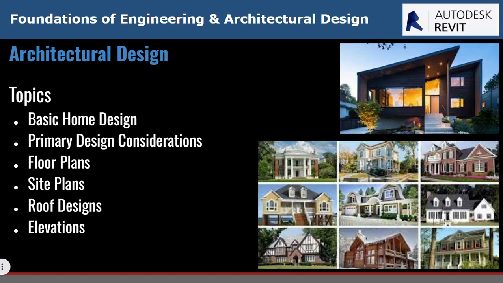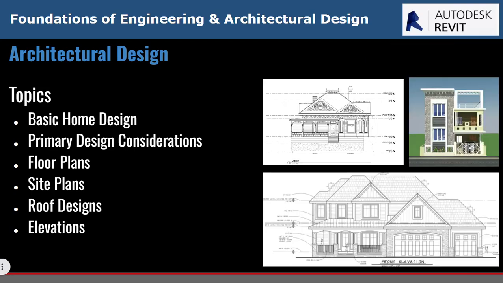It's kind of interesting. In the second marking period, we get into architectural design. So we will get to the very basics of designing a house. We'll cover topics like the basic home design, primary design considerations when you're doing a house. We'll talk about floor plans, site plans, roof designs, and elevations, which are really essential when you're designing any type of building, specifically a house. Okay, so we will cover those types of drawings.